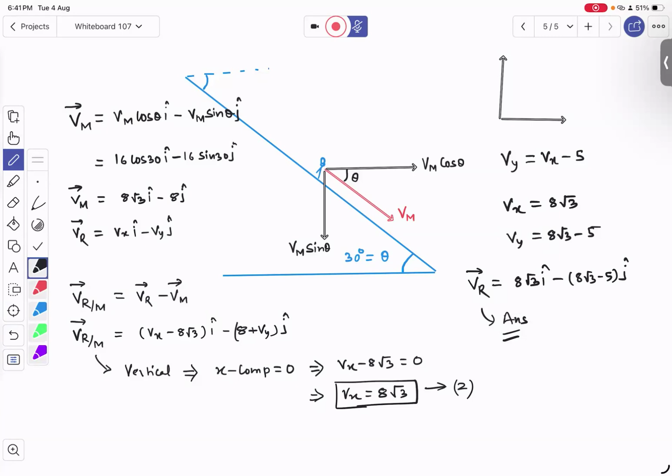So every time what we were doing, every time Vr minus Vm, Vr minus Vm, some story given, using the story, we find whatever is the unknown things. I hope this is clear to everyone.